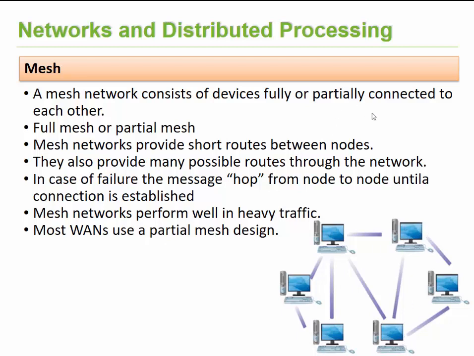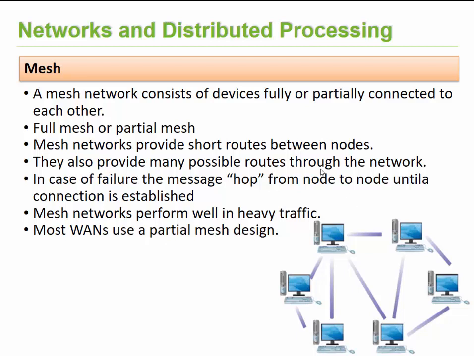Now, mesh networks provide the shortest routes between any nodes. They can also provide alternative routes if there's an issue with a particular route, and we call that situation message hopping. So let's say, for example, if I need to send a message from this computer to that computer and for some reason that connection is lost, it can send a message to the other computers, and then that message can be hopped until it reaches the destination.